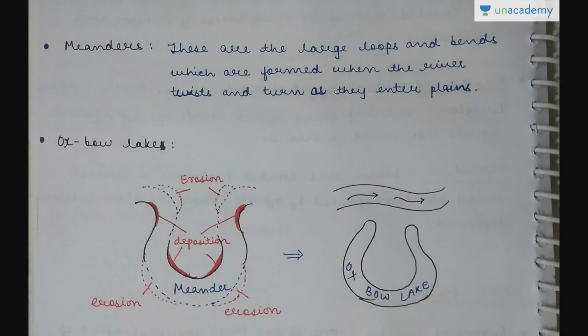Now I'll explain it in a better sense here. See, this is the meander here, that curve. Because of continuous erosion and deposition as the river is moving, some part is eroded from here, some part is eroded from here. Eroded means the material is being removed from here. So the size is getting decreased. Here also it is getting decreased.